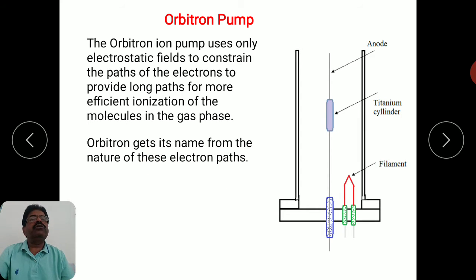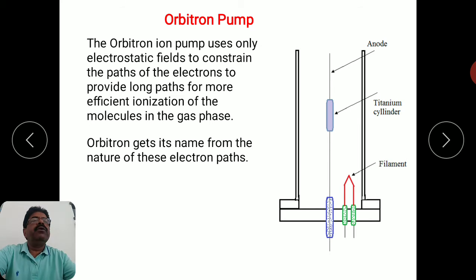The electrons which are produced here at the filament move in such a path that they are orbiting around this particular anode. Instead of directly striking the anode immediately, they are orbiting, and this path is very long. Because of this orbital path along the length of the anode, the name given to this vacuum pump is the Orbitron pump.